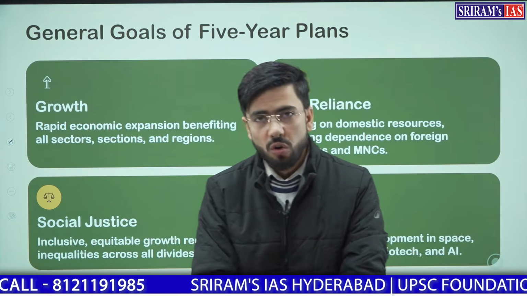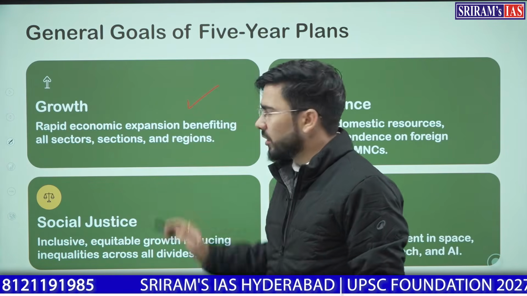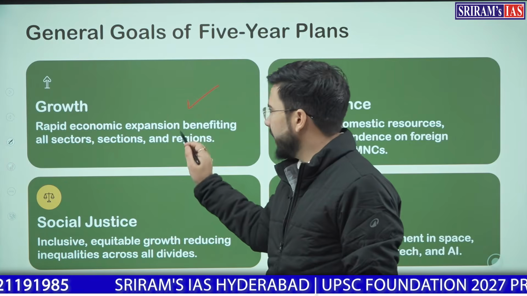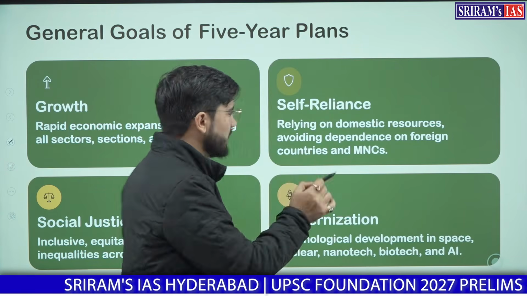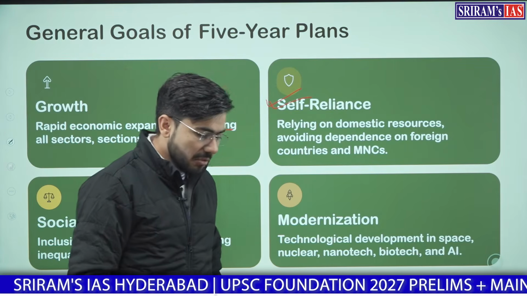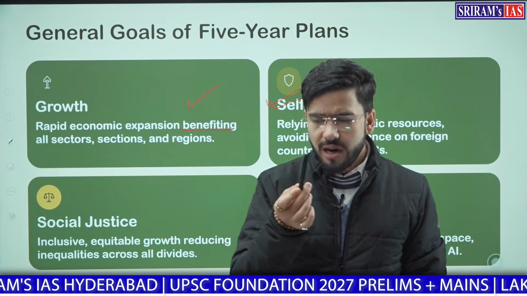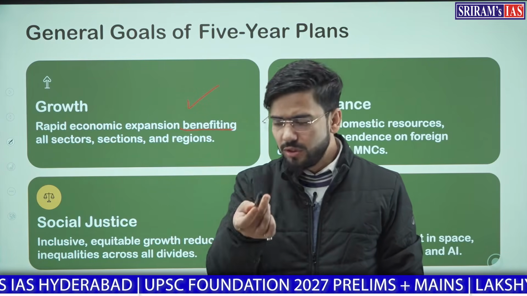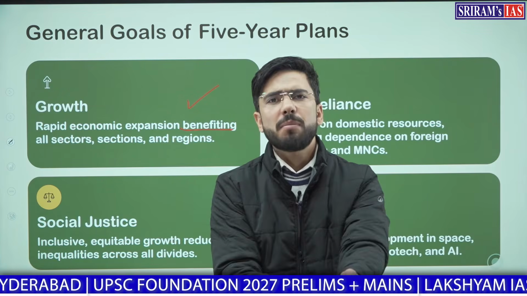There are 4 pillars to planning which we should understand. First of all, growth, the first pillar, which is what we generally focus on. First, rapid economic expansion which should benefit all the sectors. Second, self-reliance. We should develop our economy and our reserves, whether that is the reserves held by RBI, public stock, or the stock of food grains, or the public distribution system.